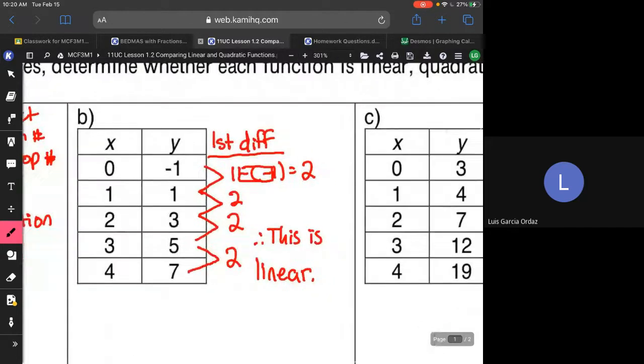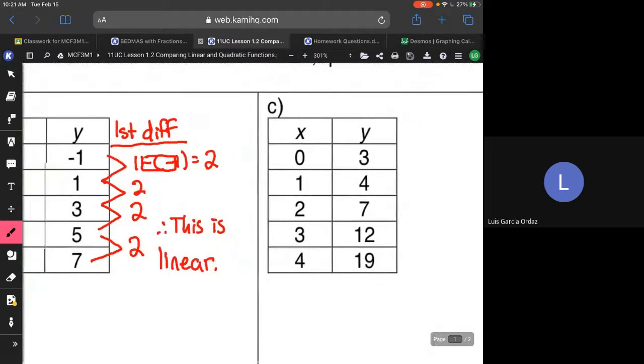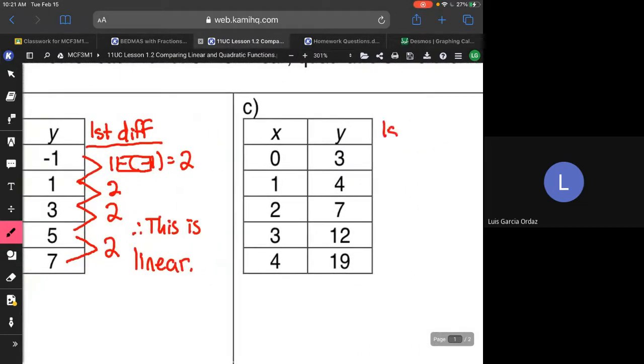So now let's go work on C. Again, start with my first differences. Again, bottom up. 19 minus 12. 12 minus 7. 7 minus 4. And 4 minus 3, 1. So my first differences are not the same, which means I need to move on to my second differences.